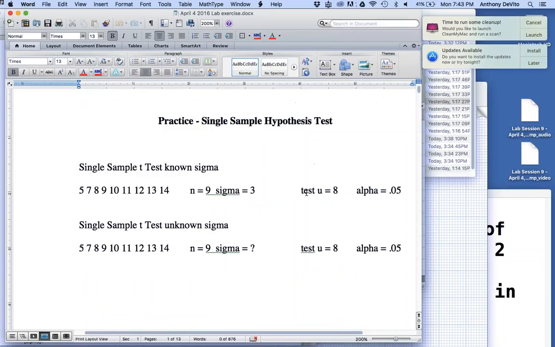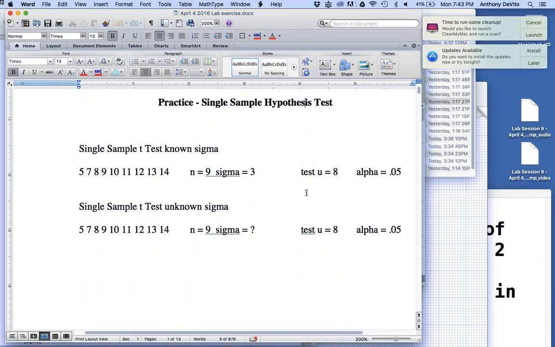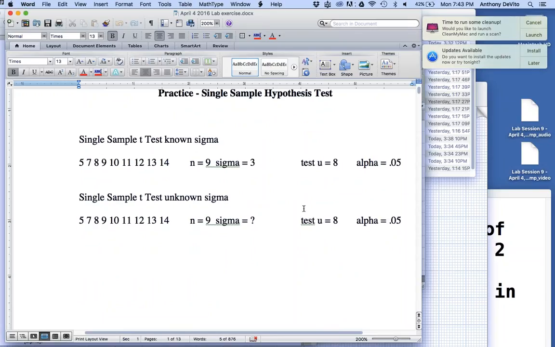At any rate, I'm going to backtrack just on one problem here. I'm going to look at a single sample hypothesis test. In a single sample hypothesis test, we're going to take a sample from one population and compare it to a known mean. For instance, in this case, I'm going to sample a population. I'm going to randomly select 9 people from the population, and these are the results that I got: 5, 7, 8, 9, 10, 11, 12, 13, 14, and sample size was 9.